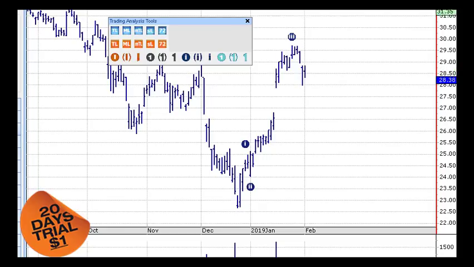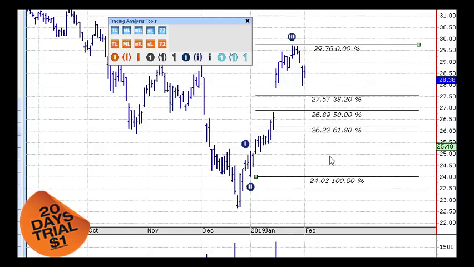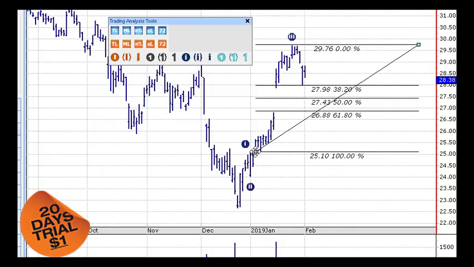So the 38.2% retracement level for this here is based on this low here, or in fact we can even take it to this low here. This is Bank of America. I'll have to check that. Bear with me a second. Each bank is a little bit different.